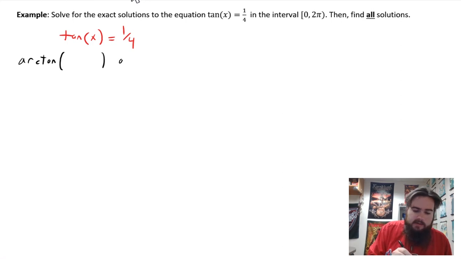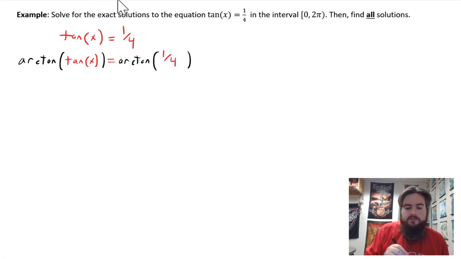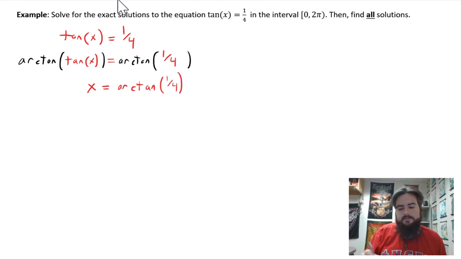Arctan and arctan, which gives me arctangent of x is equal to arctangent of 1/4. Or if I simplify there, just x equals arctangent of 1/4. Now this ratio of 1/4 is not a ratio I'm familiar with from the unit circle, so I will simply leave it as it is, just keep it as arctangent of 1/4. However, I do need to know what this means and where this angle measure is.